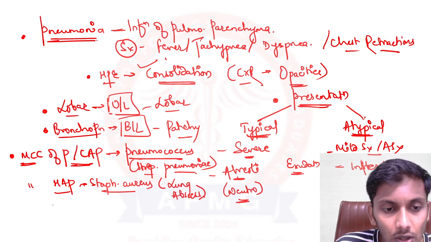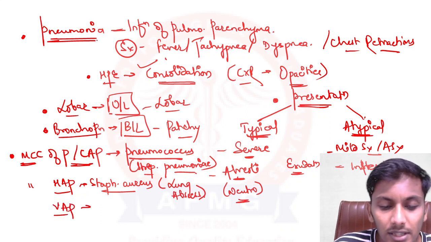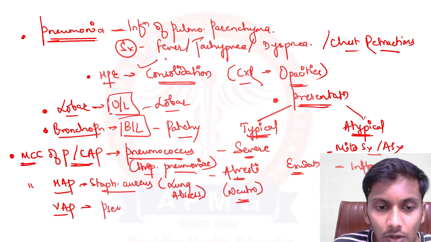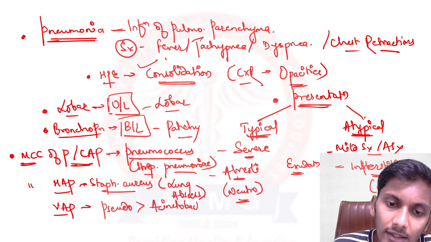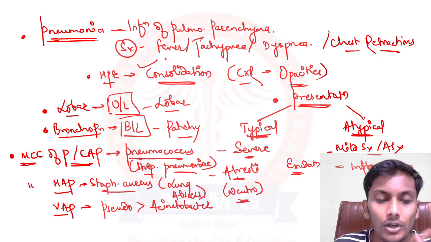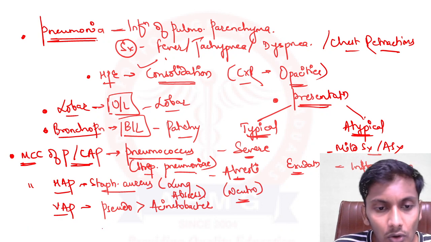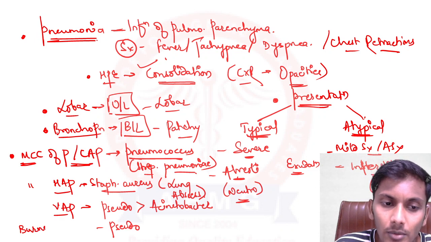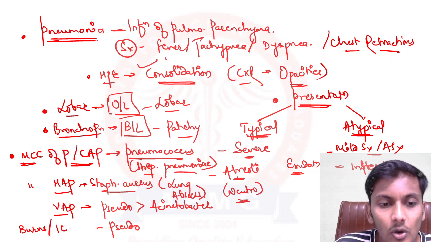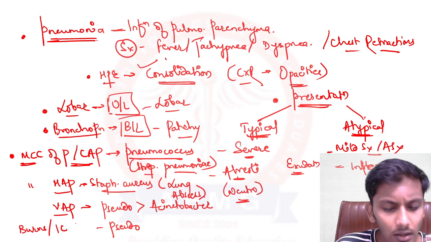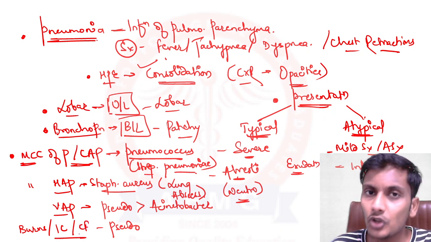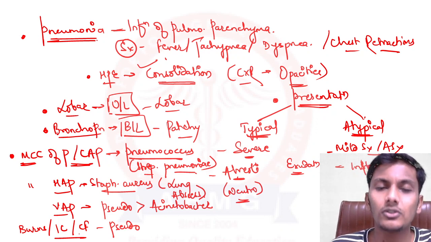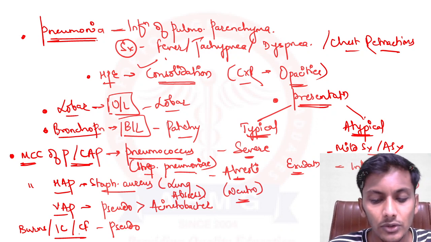Which is the most common cause for ventilator associated pneumonia? So please remember, the most common cause of ventilator associated pneumonia is Pseudomonas followed by Acinetobacter. Pseudomonas is also the most common cause for pneumonia in cases of burns, in immunocompromised individuals, or in cases of cystic fibrosis.